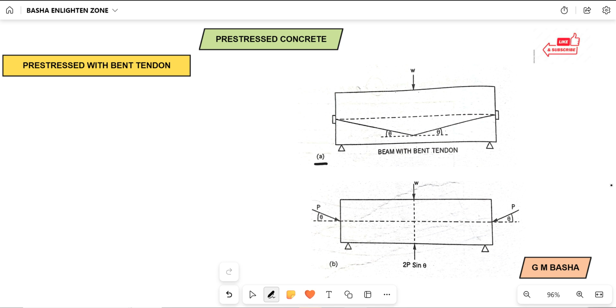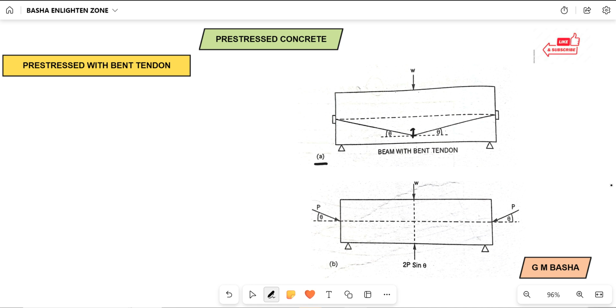Here is another type, in which the tendons are placed with a bend. By providing bent tendons, what happens? These tendons will exert an upward pressure on the concrete beam and will counteract part of the external downward loading. See here in figure B, let us assume that the tendon forms a sharp bend and that there is no frictional loss along the tendon.